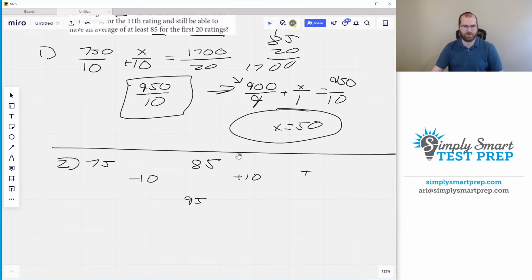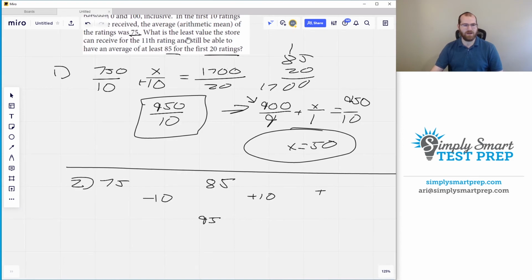95. Let me put the problem back. So now, what is the least value the store can receive for the 11th rating? Again, we're going to try to maximize 9 of the values in order to minimize that final value, but this time we're going to do it not as far as the total, but the change from the mean. Well, if we increase 9 of the values to 100, that's plus 5 from the mean of 95 for the second set of 10 values. Well, 9 values with a plus 5 is going to equal a 45-point increase.